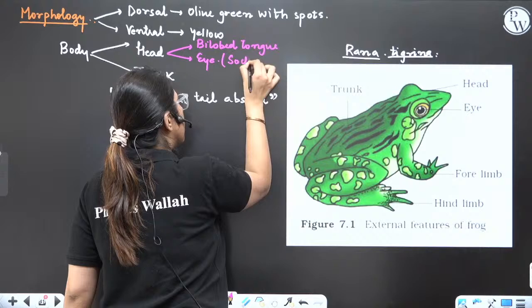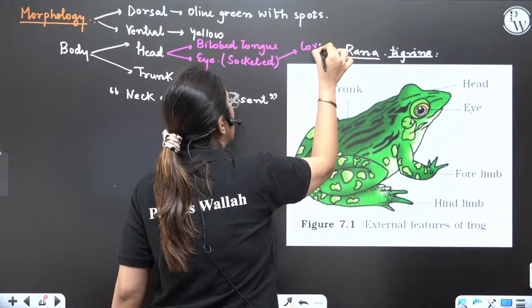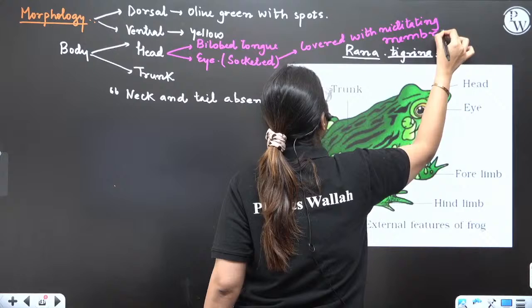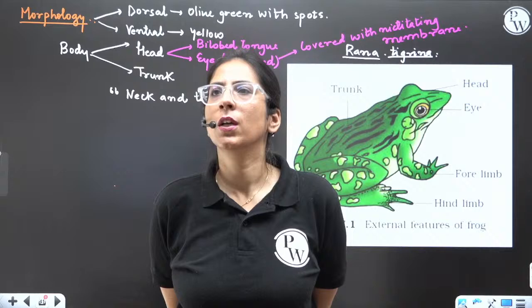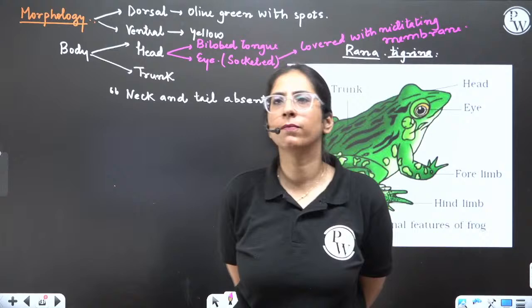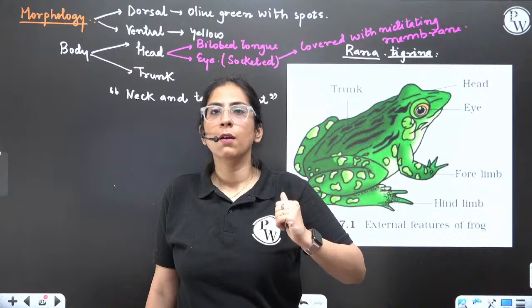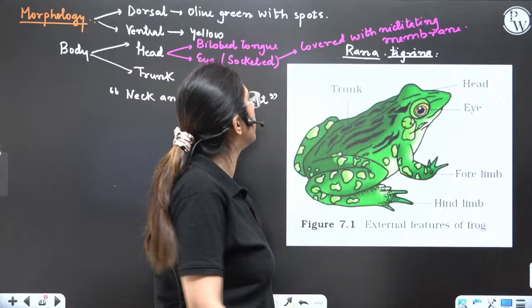Socketed, right? Very important. I'm writing here, covered with nictitating membrane. Why do they have a nictitating membrane? Can anyone tell me why it is important? Rohit, Ayush, Akash, anyone? Can you tell me why a covering is there around their eyes? What is the importance? They have a covering. Why? Because they go to water. Yes, they protect their eye in water. Clear? So this layer protects their eye when they are in water.